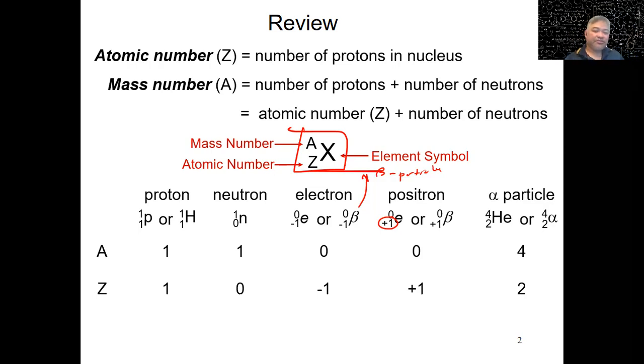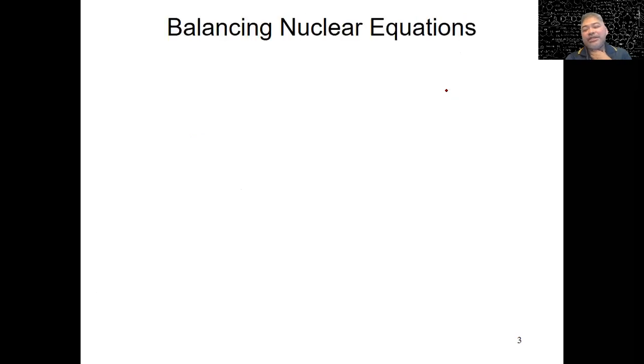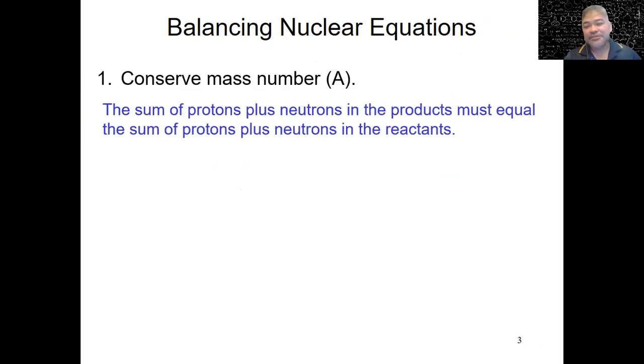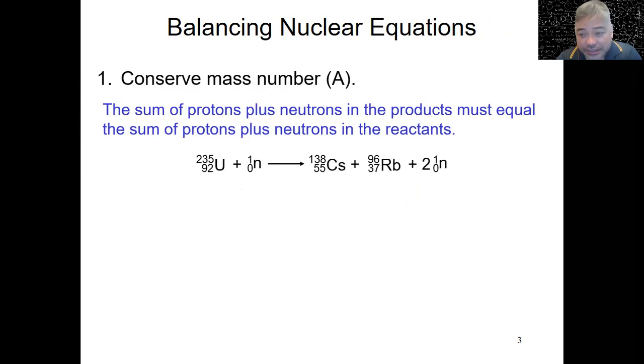all of this will be useful, especially when you balance nuclear equations. So one main difference between the chemical equation and the nuclear equation is, in a chemical equation, whatever element you have in the reactant is also the same element that you have in the product. But that is not true for a nuclear equation. They can change from one element to another. Now, in balancing a nuclear equation, the only thing you need to take into consideration is that you need to make sure that the mass number is the same on both sides.